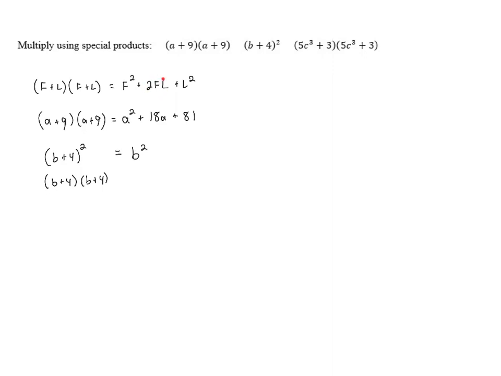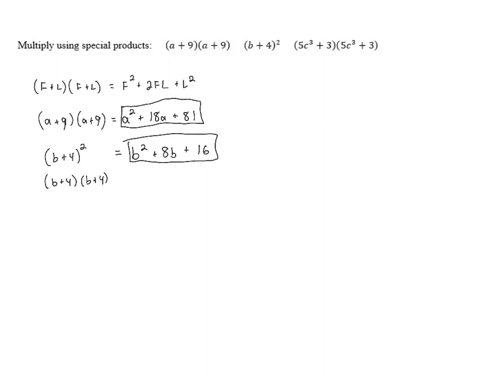Then we need to add double the product of the first and last terms. The product of b and 4 is 4b, and if you double it, that gives you 8b, so the next term is 8b. And then finally, we have to take the last term and square it. 4 squared is 16, so we end up with b squared plus 8b plus 16. We would get that regardless of whether we started off with b plus 4 squared or if it was written b plus 4 times b plus 4. I guess let's box in that last answer as well.